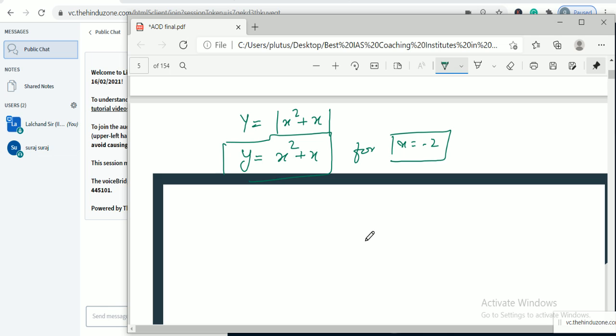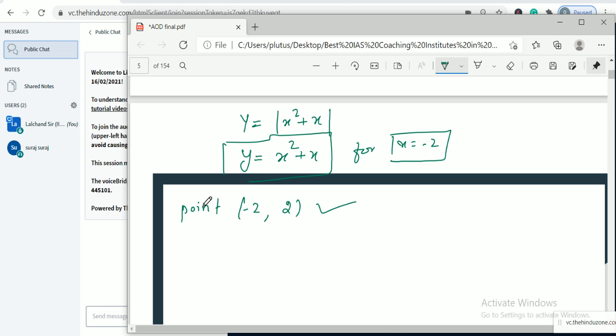Now we need to find the point. If x value is minus 2, then what is our y value? If we calculate the y value, that is 4 minus 2, that is plus 2. This is our point, isn't it? Are you getting my point? How to find out the point on the curve?